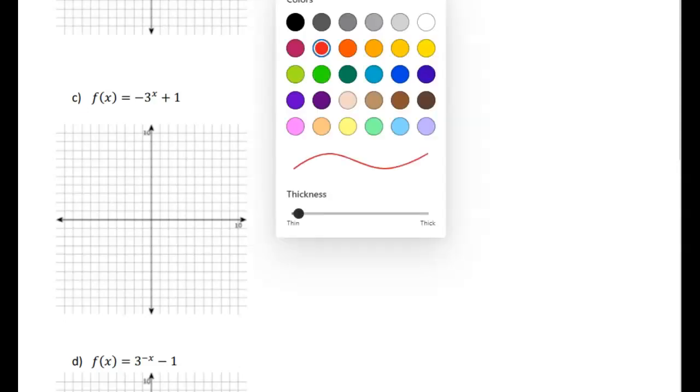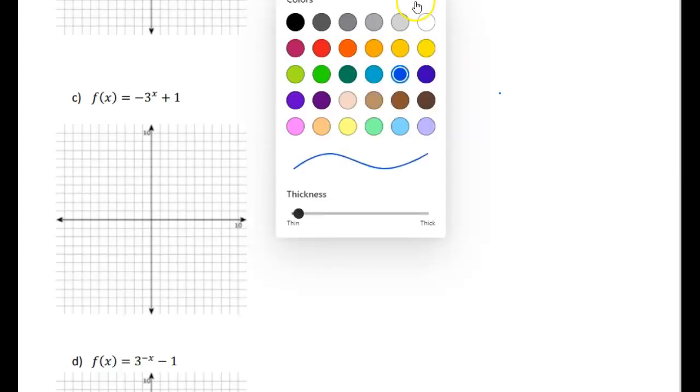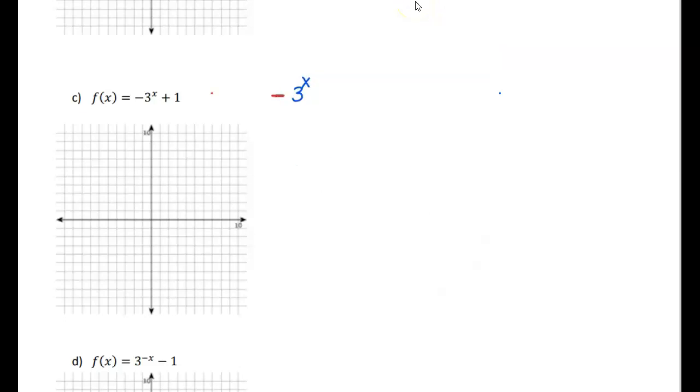So let's see what's happening here. So we have our parent function. Then we have a negative in front. We've got to do that first. So this is a reflection across the x-axis. All right, and then we have plus 1. This is going to be a vertical shift of 1 unit up. All right, so we've got to reflect first and then shift up.